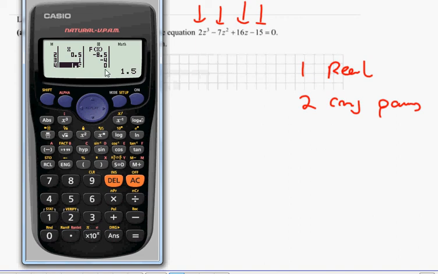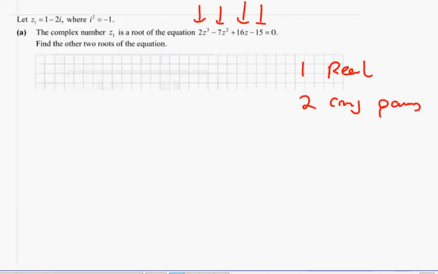Oh. 1.5 and 0, 0. Now, that is particularly min. Okay? Everybody get that? That is particularly min. So here's what we're going to do.